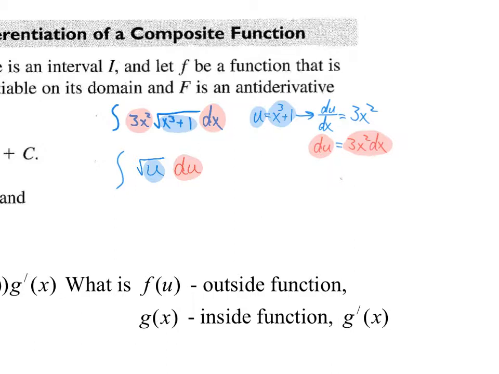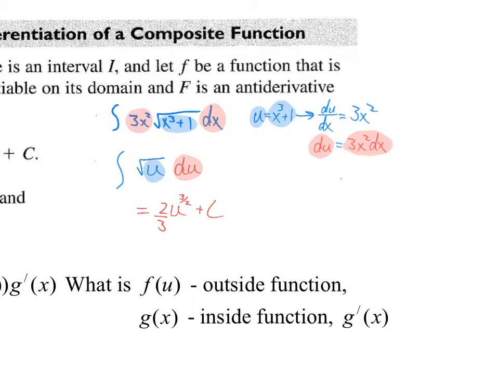Now, tell me, what is the antiderivative of the square root of u? 2/3 u to the 3 halves plus c. Okay? There's our antiderivative. The antiderivative of u to the 1 half, you add 1 to the exponent and divide by the new exponent. So divide by 3 halves, it's times 2/3. Okay?